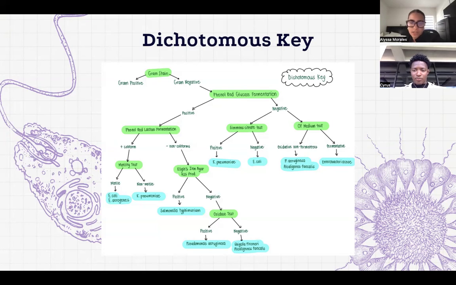This is the dichotomous key for our group, and this is an example here in the green highlight. You can see the different tests that we decided to test our bacteria with. As you move along, eventually all the way in the bottom row, you will see several bacteria that can only correspond to these specific answers. And so this is an image of me and Cyrus's dichotomous key.